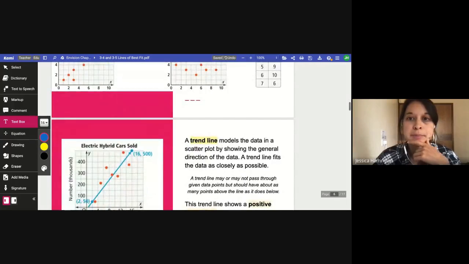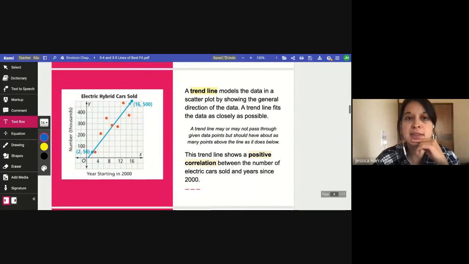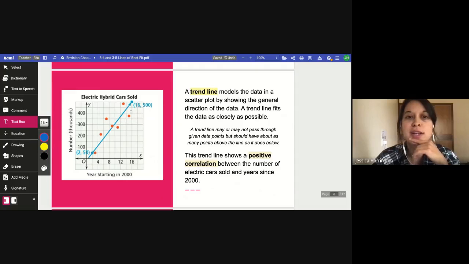Let's keep going. So this is what we did at the beginning of 8th grade, beginning of the year. We made these trend lines, right? We tried really hard to put lines in between all of our data points so it fit really well. A trend line models the data in a scatter plot by showing the general direction of the data, and it fits the data as closely as possible. It may or may not pass through given data points, but should have about as many points above the line as it does below the line, right?